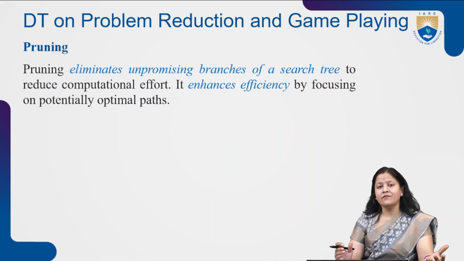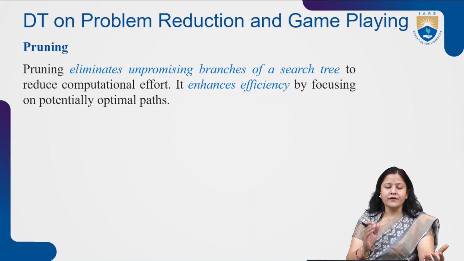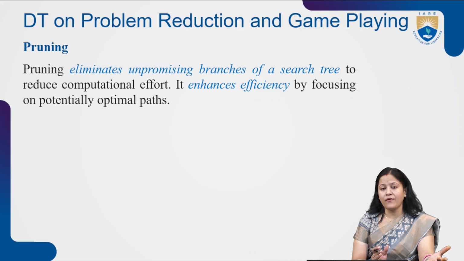Especially, I have already discussed it in the alpha beta pruning algorithm, which is used in game playing. This type of concept is used there. Pruning means eliminating the unpromising branches of a search tree to reduce the computational effort. It enhances efficiency by focusing on potentially optimal paths. So pruning means the branch which is unpromising, meaning even if you cut that branch, it does not have any impact on the final decision in the search space, the search tree, or a game playing problem. That type of branches or leaves can be pruned from the search tree.